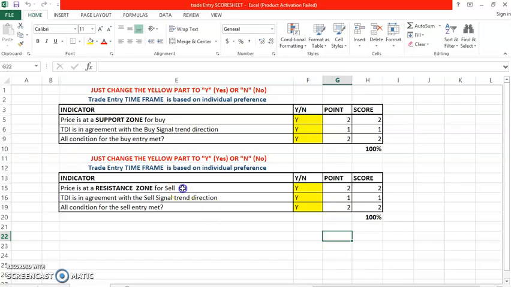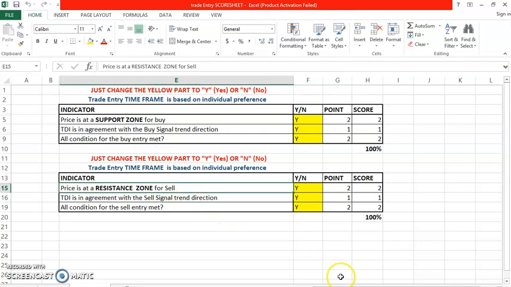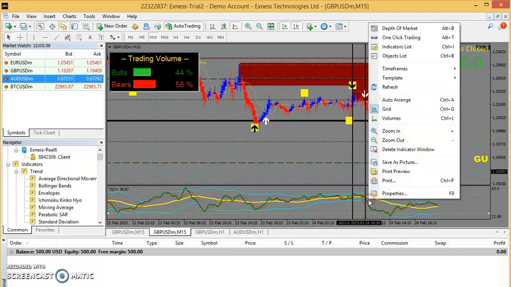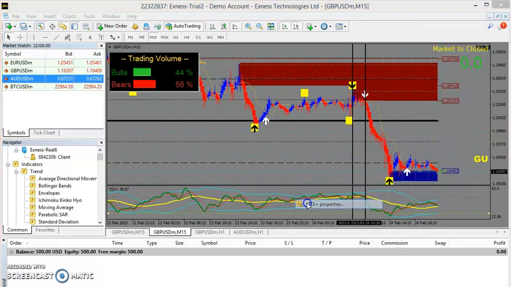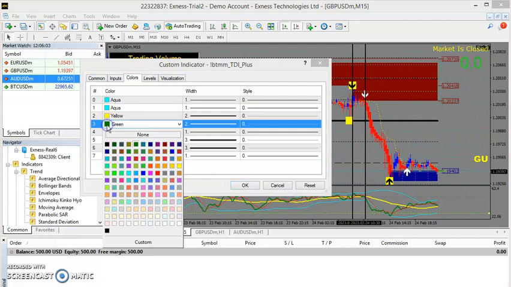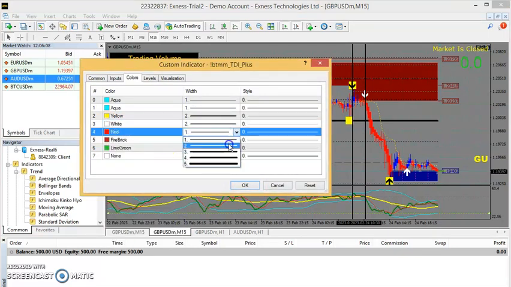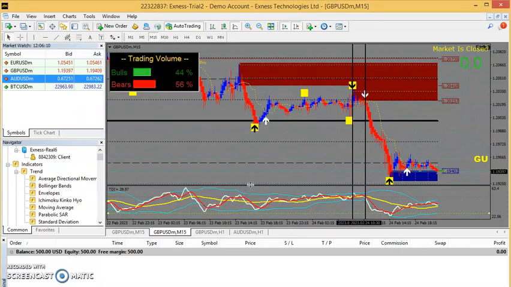One, sell has to be at a resistance. Good. TDI has to be in agreement. So I go back. Where's my TDI? My TDI is this second indicator here. Look at the green. Let me see if I can make it white. White. Okay. So the green and the red have to cross the yellow in the direction. So now, red and white have crossed the yellow. The yellow is the market baseline. They have crossed the yellow coming down.